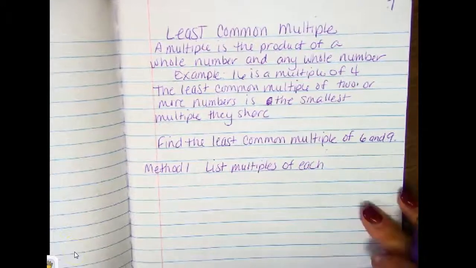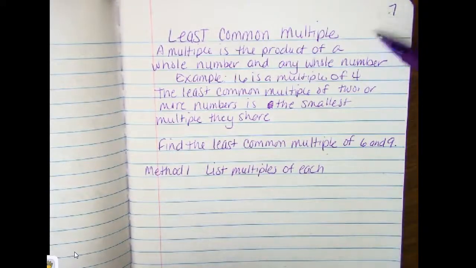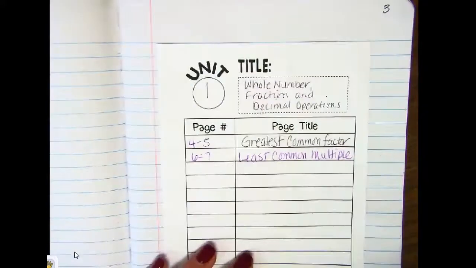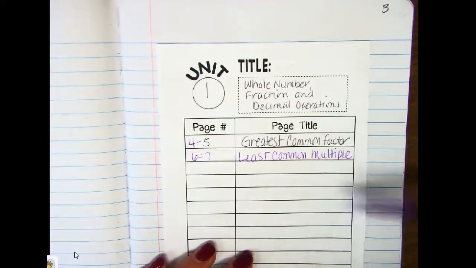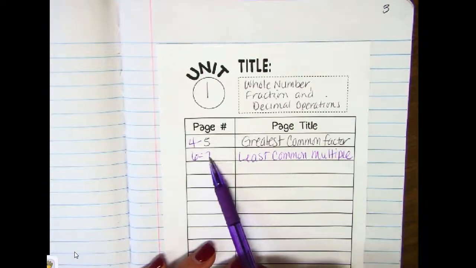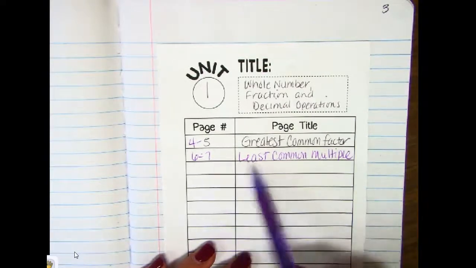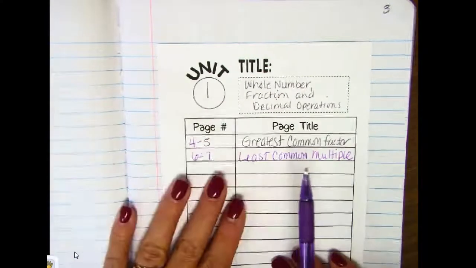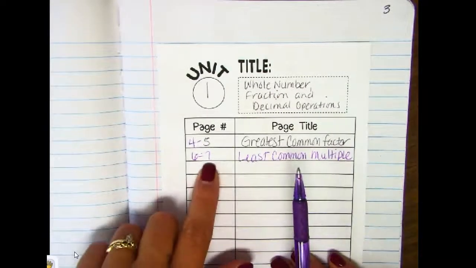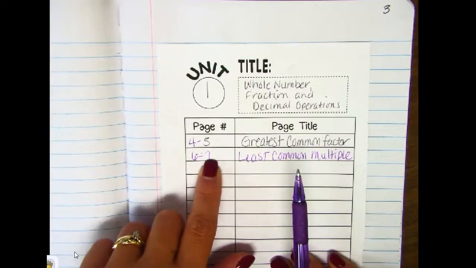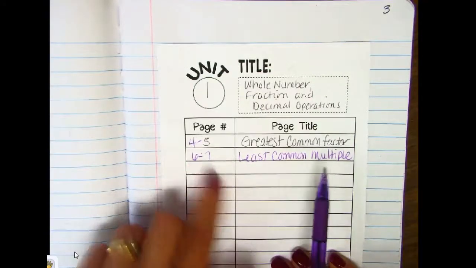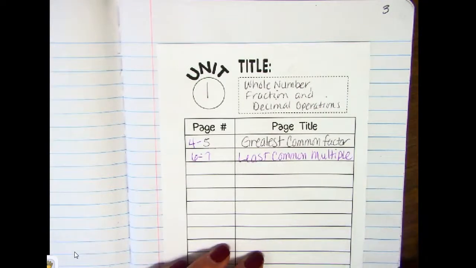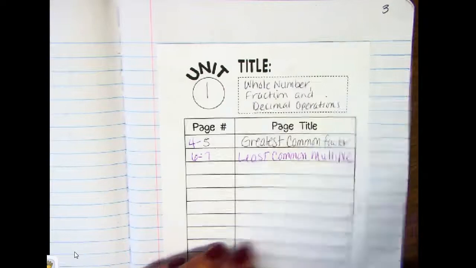Hi students, in this video we are going to learn how to find the least common multiple of two or more numbers. So let's start off on our table of contents, and you can go ahead and list your page numbers. Mine are 6 and 7, and I decided to start putting both numbers, the left side and the right side. You're putting the notes on the right side, so it will actually be on page 7, and I'm putting 6 and 7, and the page title is least common multiple. So go ahead and pause that and get that written down.